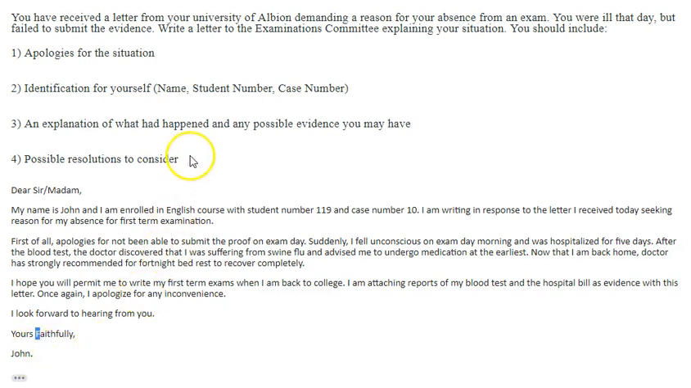Good work. So you've managed to include everything. You've apologised. You've got your name, your student number, you've got your case number. You've got an explanation of what happened. You've mentioned the possible evidence at the end of the letter, which is good. And you've given possible resolutions. So I hope you will allow me to retake my first term exams when I return to college. So yes, very well done.